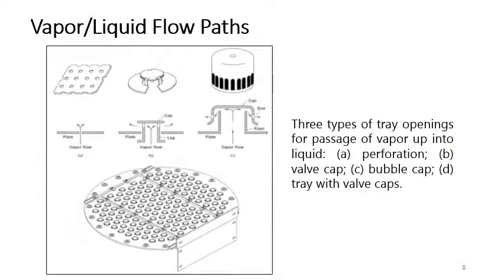In this slide, you can compare the different flow paths of vapor and liquid in different types of trays. Part A is the perforation or sieve type of tray, where simply the vapor flows upwards and mixes with the liquid. Part B is the valve cap type of tray, and part C is the bubble cap type of tray. Then part D is the trays with valve cap. This is actually part D. Okay, this is how it looks for the trays with valve cap.